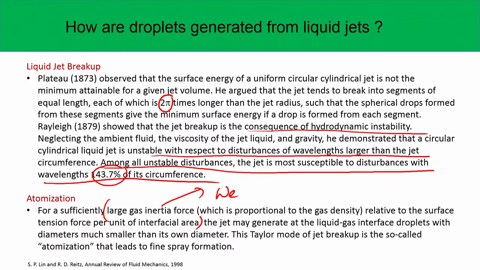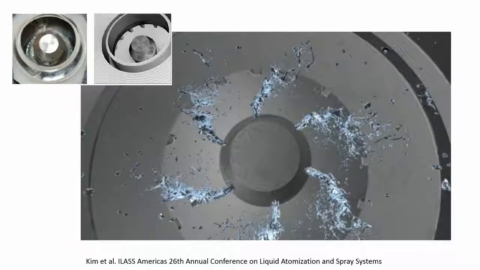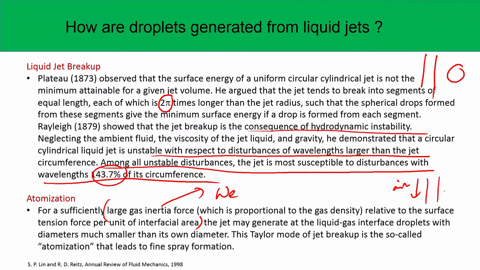because you see here the droplet that will be formed is essentially of the order of the diameter of the liquid jet. Okay, but here when there is air, then the droplet that will be formed can be much smaller. Essentially, you can think of it like the droplet is being peeled off from the jet surface by forming ligaments, etc., which are torn off from the jet surface. And this mode of jet breakup is called the so-called atomization that leads to fine spray formation.